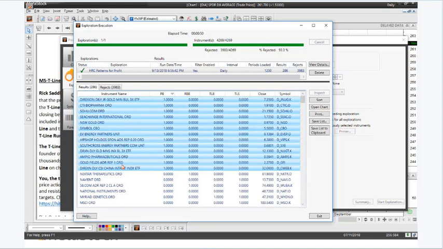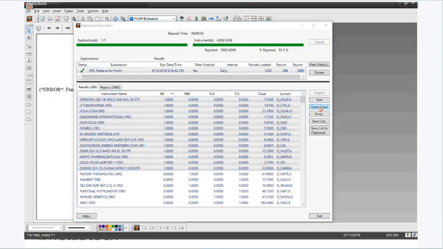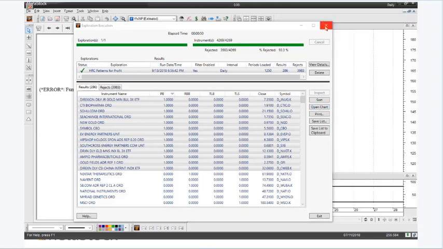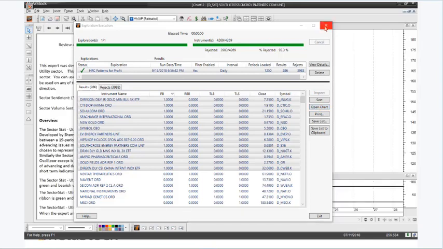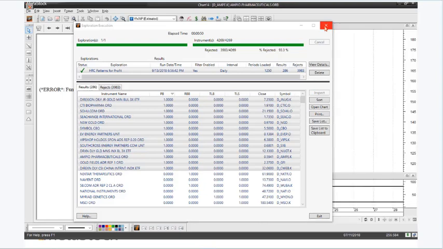If I just wanted to open up the dozen or so charts that have this pattern today, we could do that, and then we could just close down the ones that we're not interested in, and actually take a look at the ones that we do like. So it's a very, very robust engine to go in.